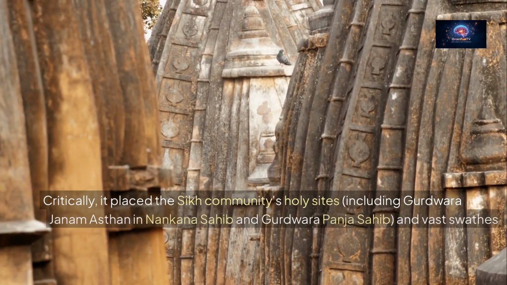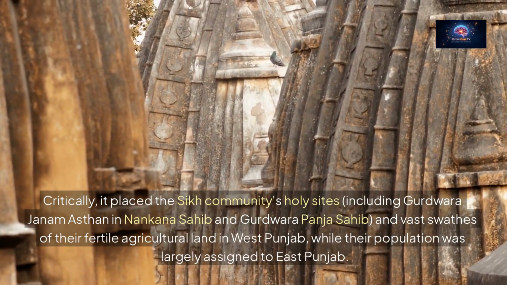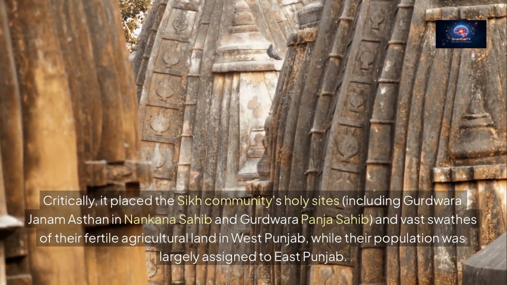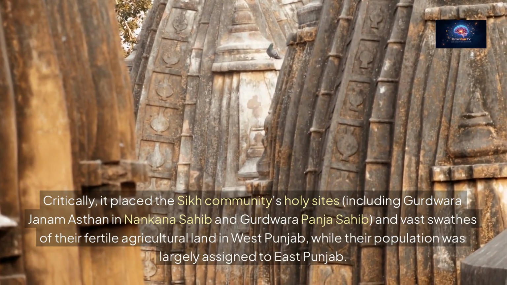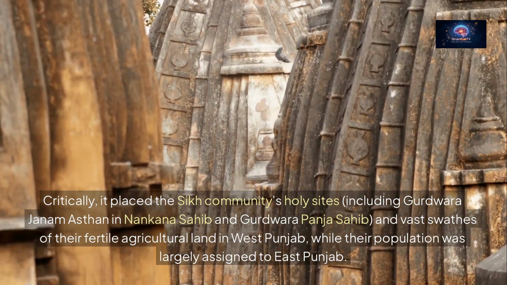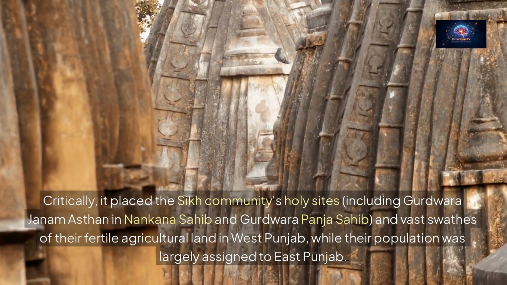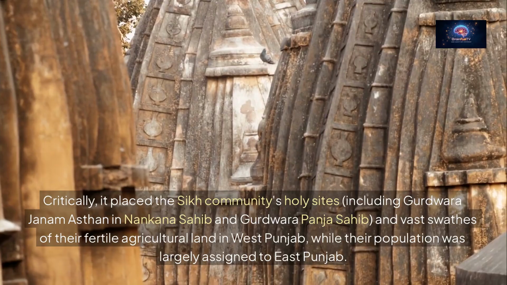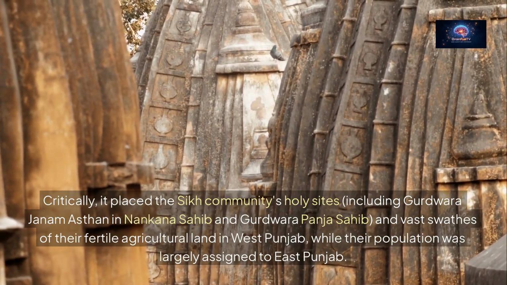Critically, it placed the Sikh community's holy sites, including Gurdwara Janam Asthan in Nankana Sahib and Gurdwara Panja Sahib, and vast swaths of their fertile agricultural land in West Punjab, while their population was largely assigned to East Punjab. This was a source of profound anguish.